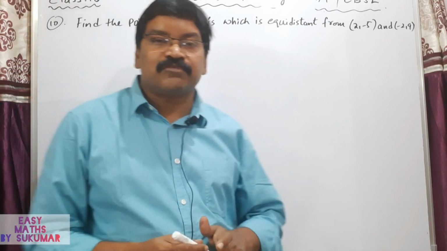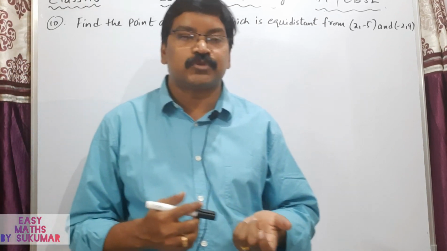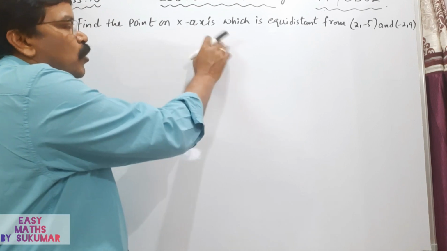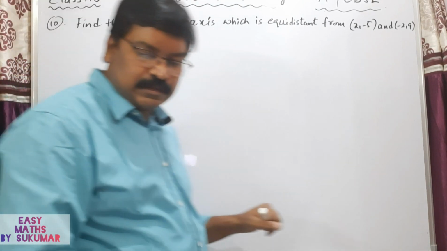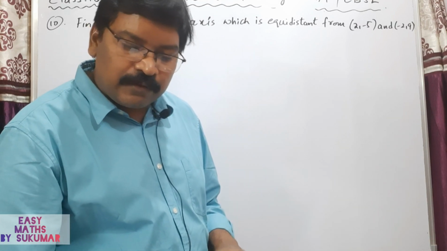Okay, coming to the 10th question. This is very important for AP board students. Find the point on x-axis which is equidistant from (2, -5) and (-2, 9). The same type of question we have as an example also.